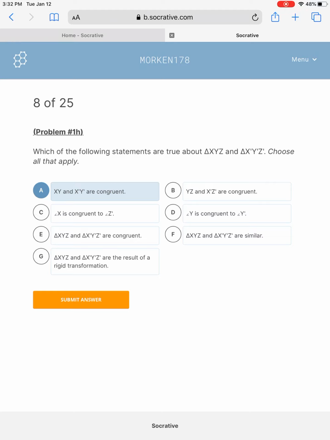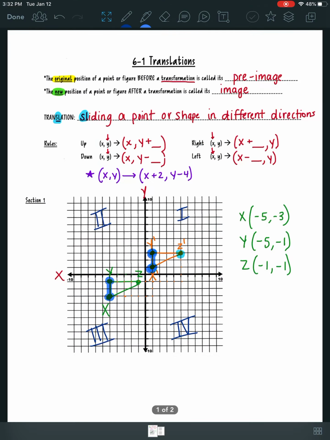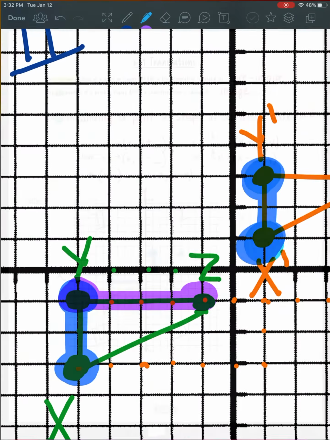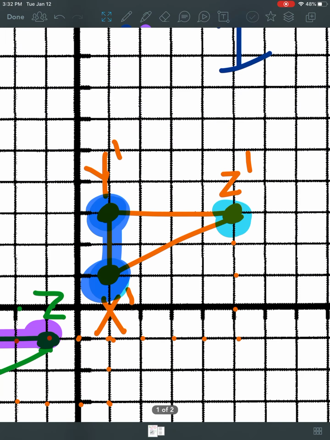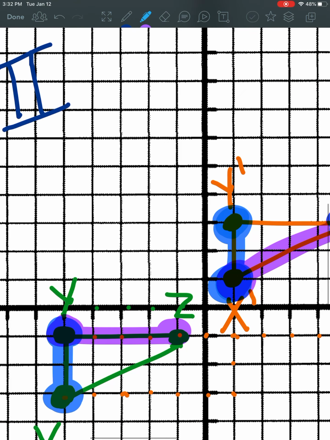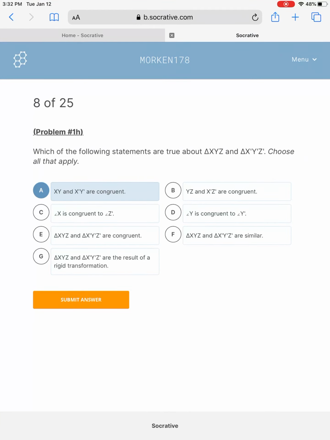But be careful with how they are worded, because if we go over to B, it says YZ. So now we're looking at Y to Z, and it says, is that congruent to X prime, Z prime? So X prime is here, and then Z prime is here. Is that the same as YZ? Those are not the same, so B is false. So notice how they are worded.